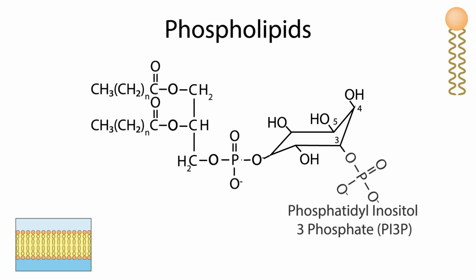Finally, phosphorylation at only the 3 position produces phosphatidylinositol 3-phosphate. This is an important signal during autophagy.